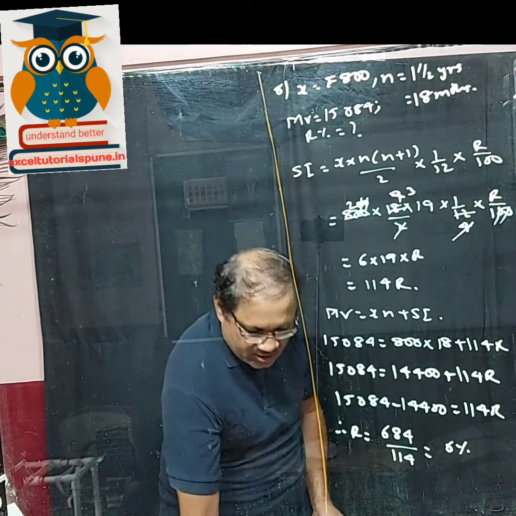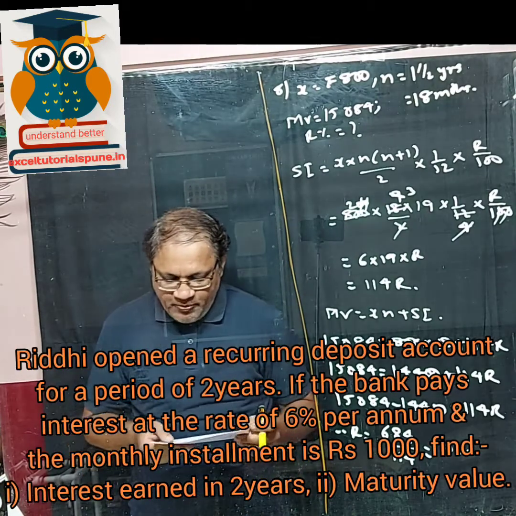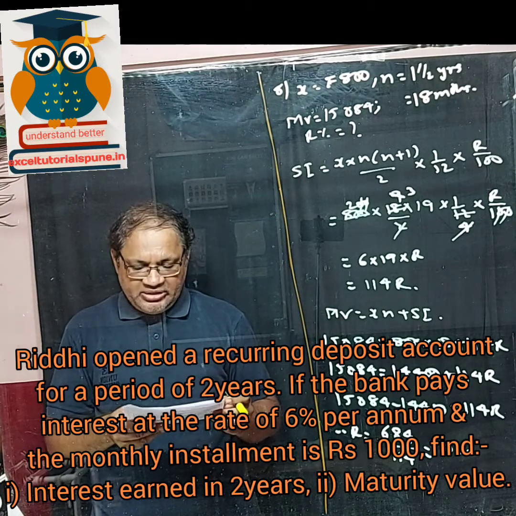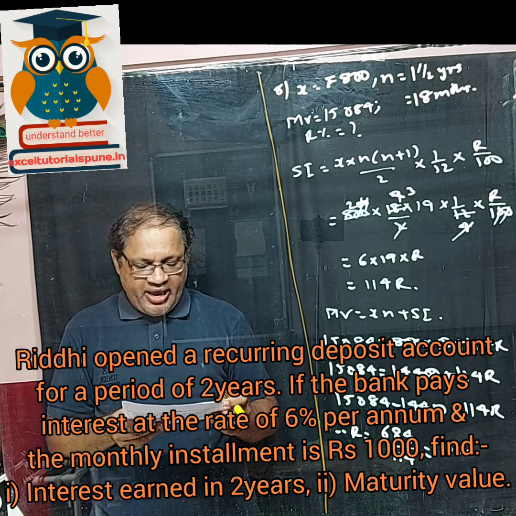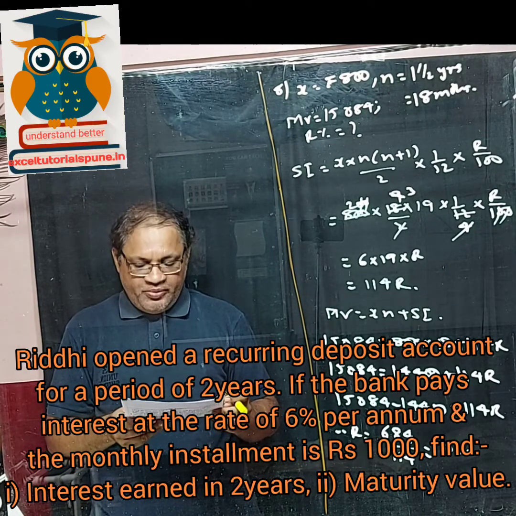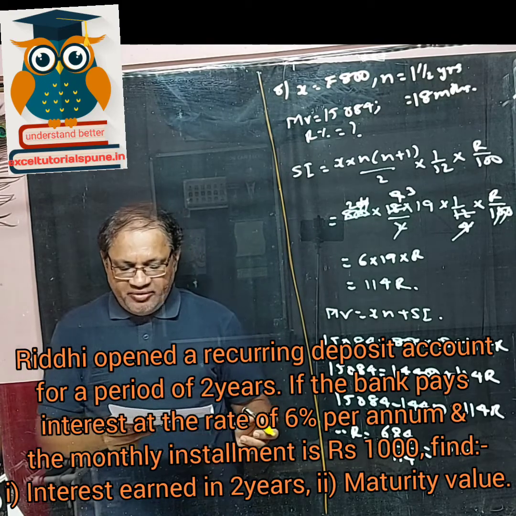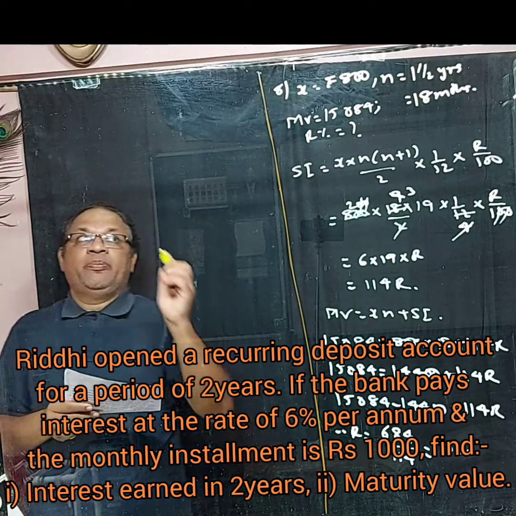So let's start with the 9th sum. Riddhi opened a recurring deposit account for a period of 2 years. If the bank pays interest at the rate of 6% per annum and the monthly installment is rupees 1000, find the interest earned in 2 years and the maturity value. So as usual, you write the particulars down.